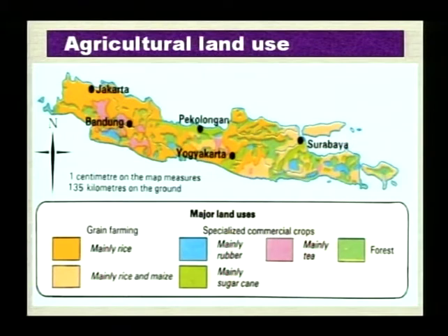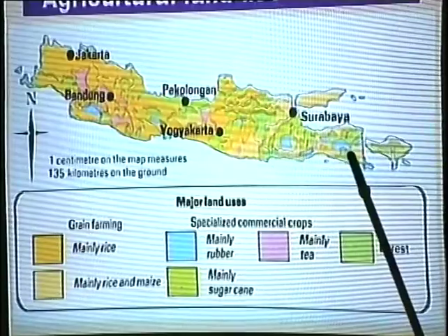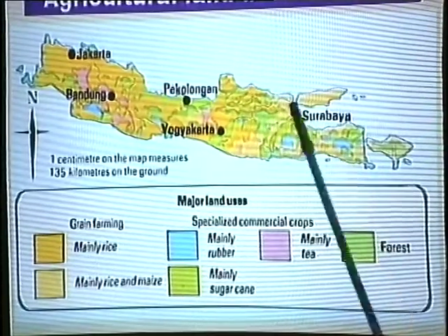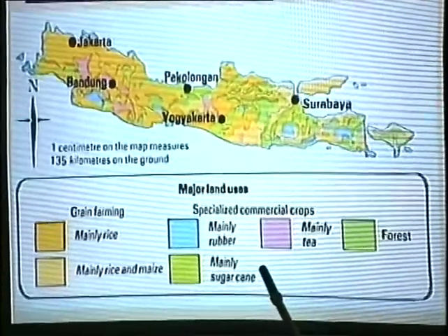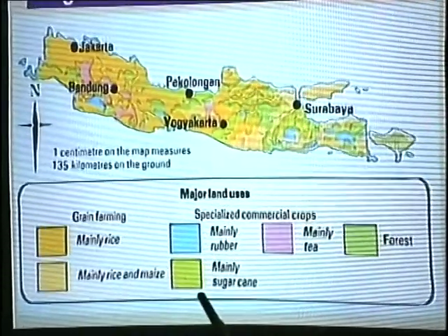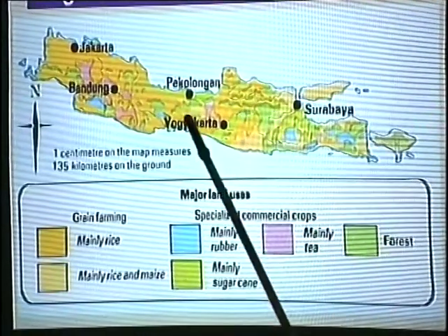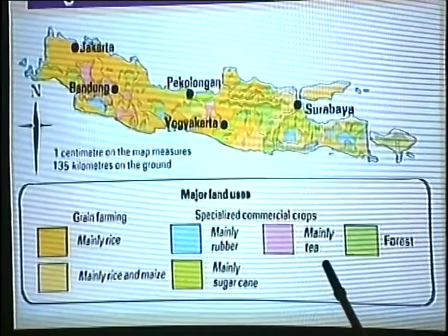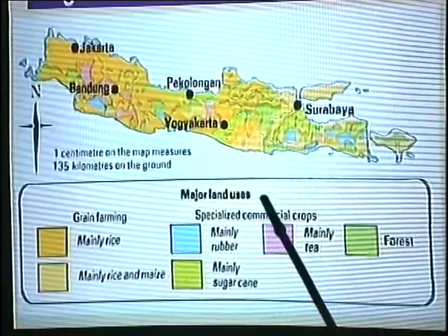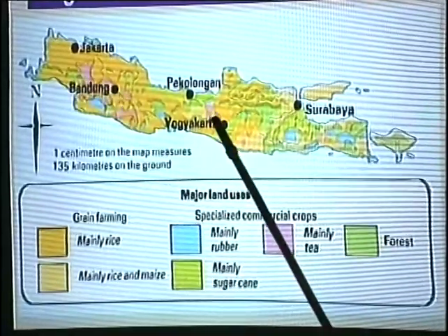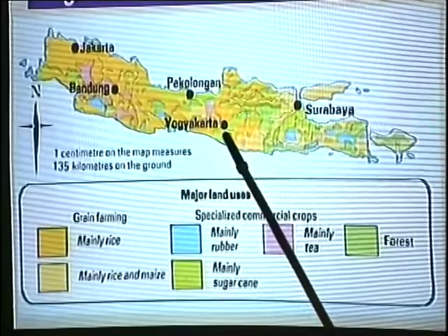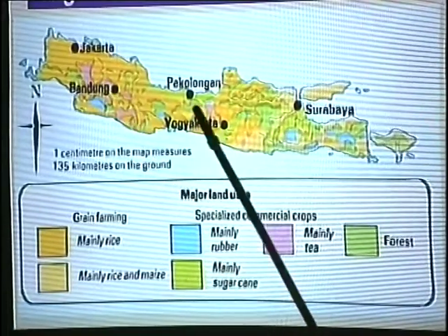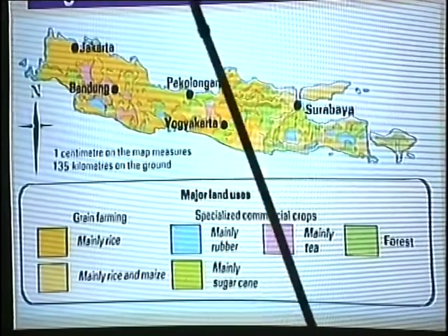Some of the commercial crops then: rubber, the areas in the light blue color there, you can see some of the rubber growing areas on Java. There is also sugarcane grown on that island, the lighter green color representing the sugarcane areas. And finally, we also have tea grown on Java. If you look carefully, most of the tea would be grown in the highland areas of Java. The pink or purplish color represents the tea growing areas.